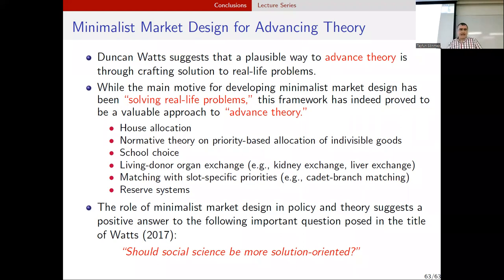So this exercise, or at least my experience, suggests a specific answer to the question posed in the title of Duncan Watts's paper: should social science be more solution oriented? And my answer would be yes.